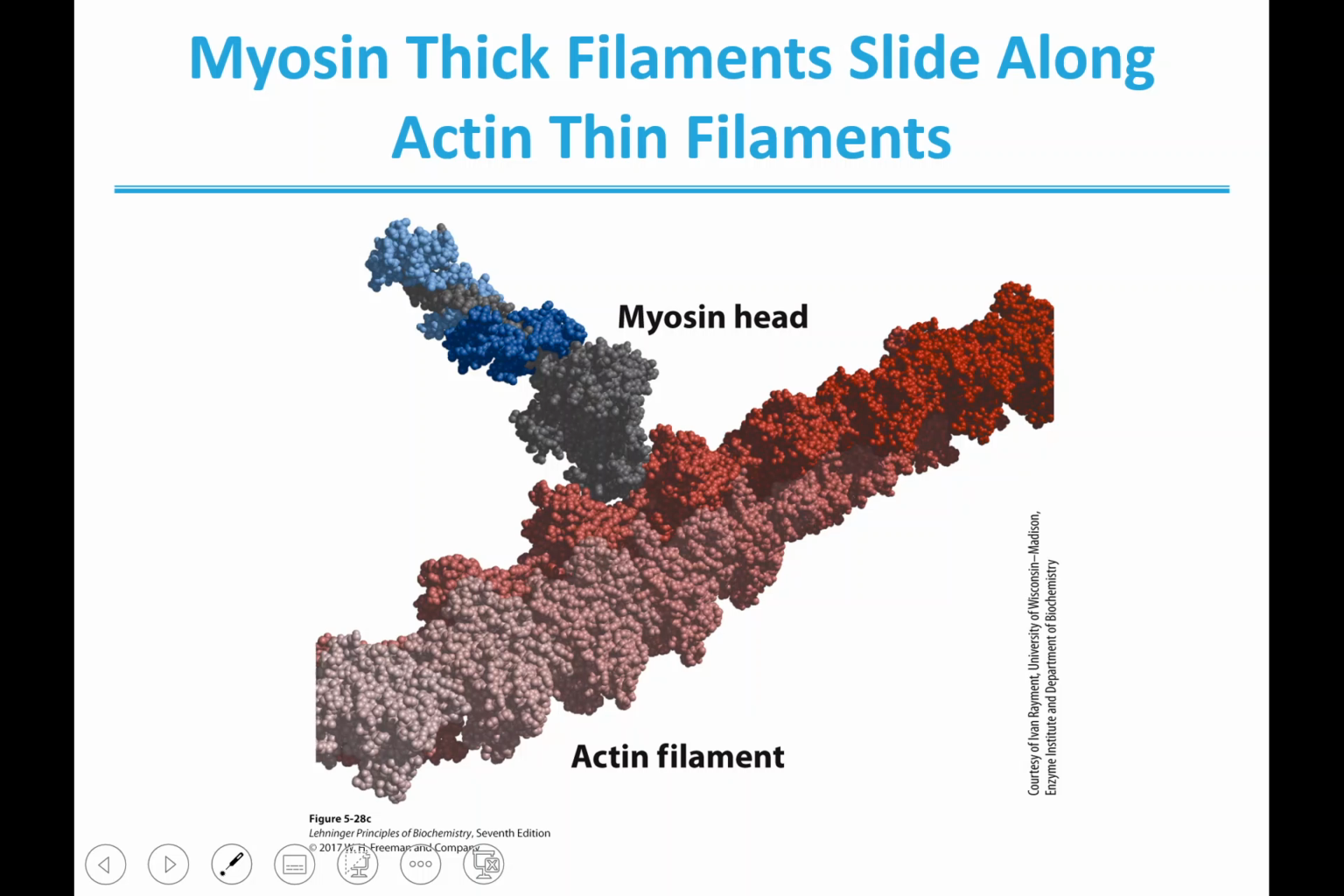Here's a space-filling model of this, just to show you. There's the actin filament. The lighter shade is one chain of actin, and the darker shade is another. They're wrapping around each other, and the myosin head group can fit in this sort of channel that's made by the actin.